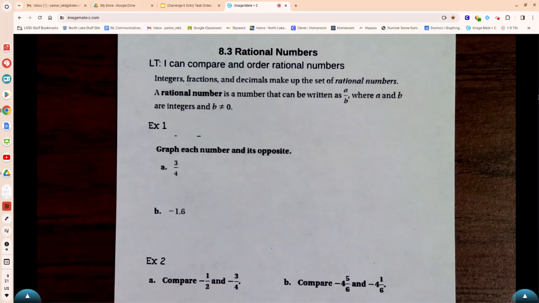So, what are rational numbers? Rational numbers include all the numbers we've learned about, so the integers, meaning the whole numbers, and their opposites.